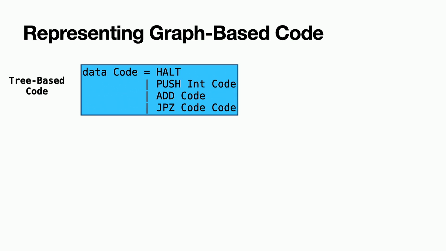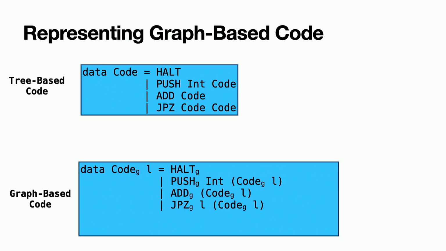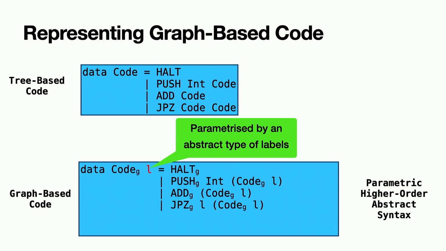Right here on top, this is the tree-based code that we've seen for the example before. We have our 4 instructions. And this is how the code looks like for our graph-based representation. Right? This uses parametric version of higher order abstract syntax. And what this means in practice is that now our code type takes this argument here, this abstract type of labels as an argument. So this is the type of labels that we can jump to in our code.